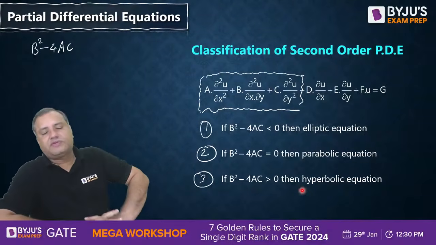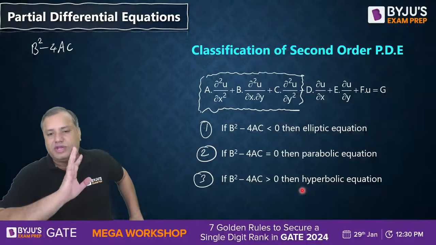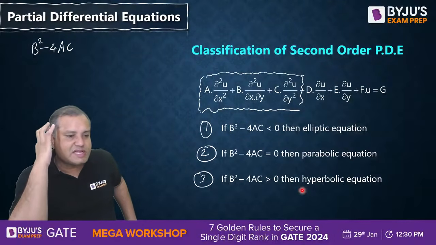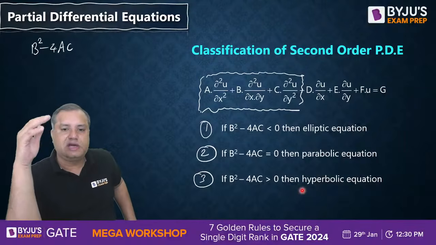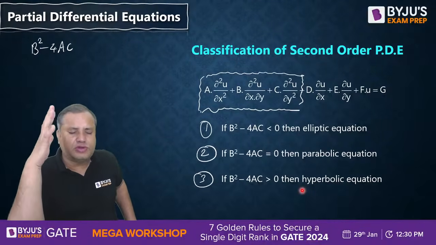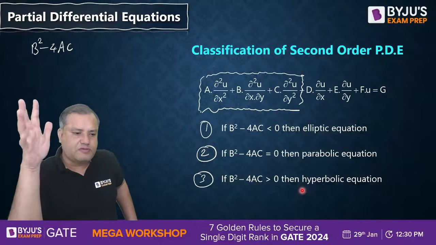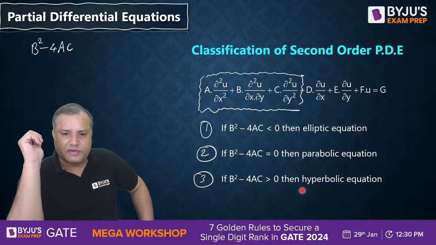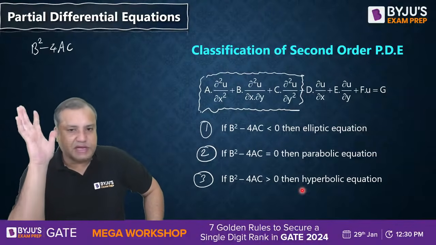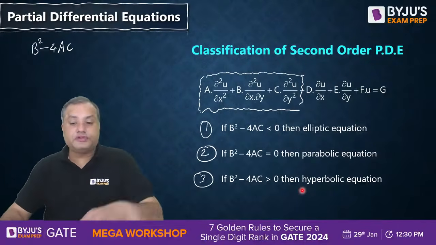Okay, so b square minus 4ac has got three possibilities: less than 0, equal to 0 and greater than 0. For less than 0 you have elliptic equation, for equal to 0 you have parabolic equation, and for greater than 0 you have hyperbolic equation. Still, students may be confused in the exam.